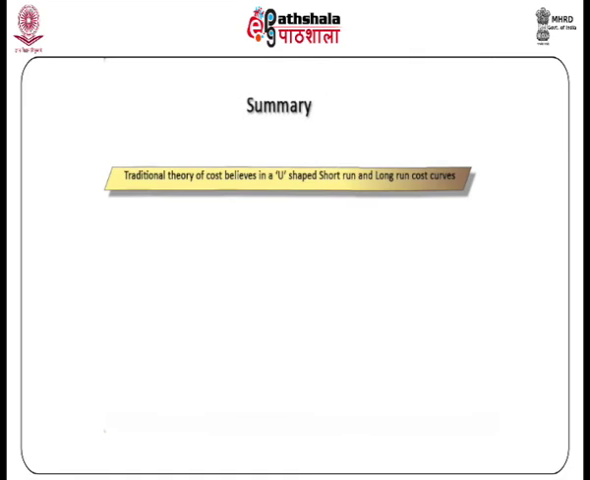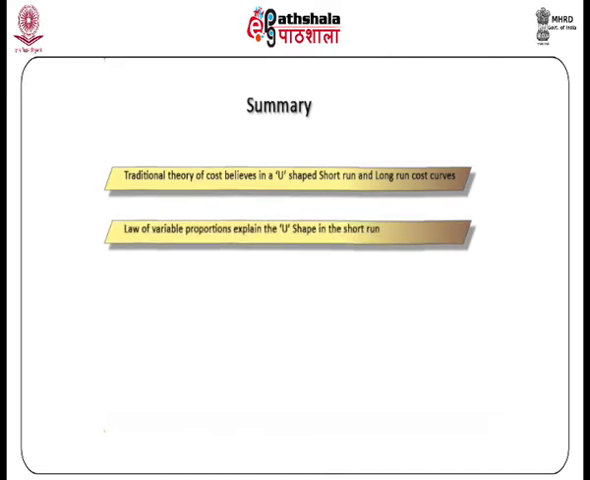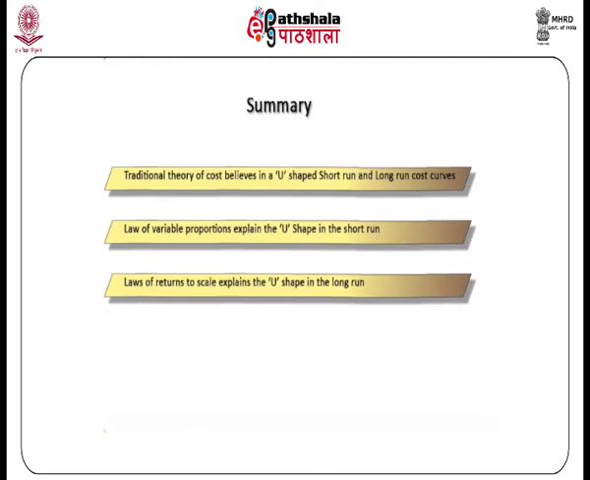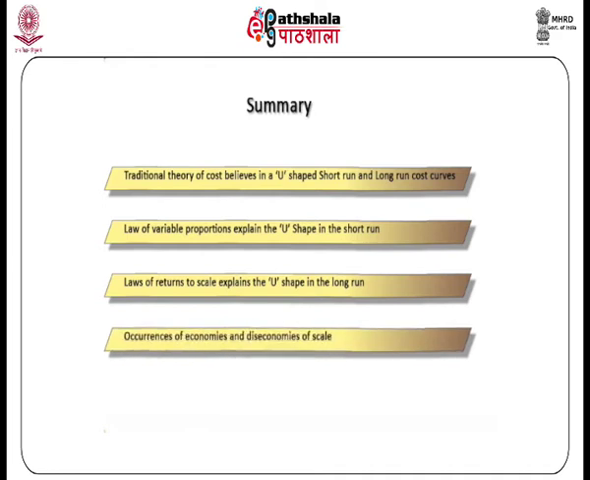Let us summarize what we have learned in this module. The traditional theory of cost believes in U-shaped short-run and long-run cost curves, while the law of variable proportions explains the U-shape in the short run. The laws of returns to scale explain the U-shape in the long run. Further, the long run also explains the occurrence of economies and diseconomies of scale.